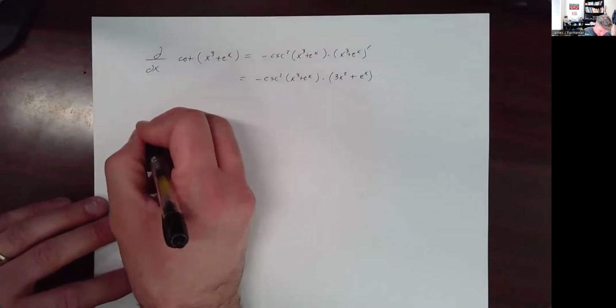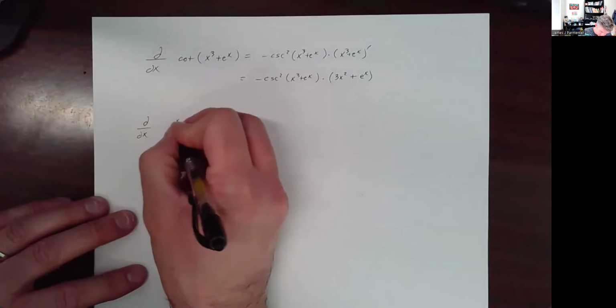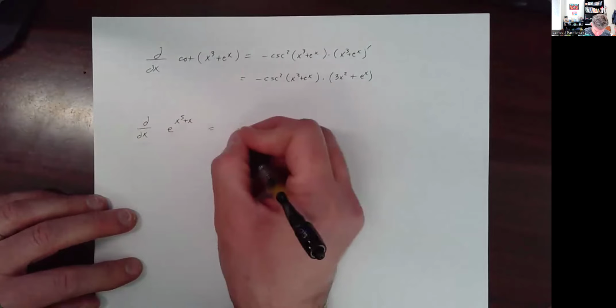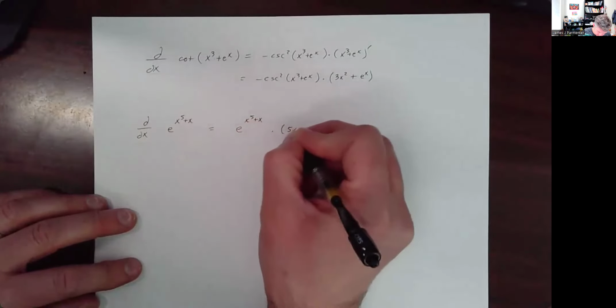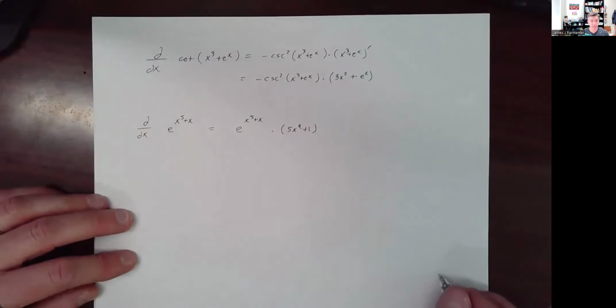Or I could ask something like, what's the derivative of e to the x to the fifth plus x? And then it's going to be e to the stuff times the derivative of the stuff. End of story. Make it more complicated.